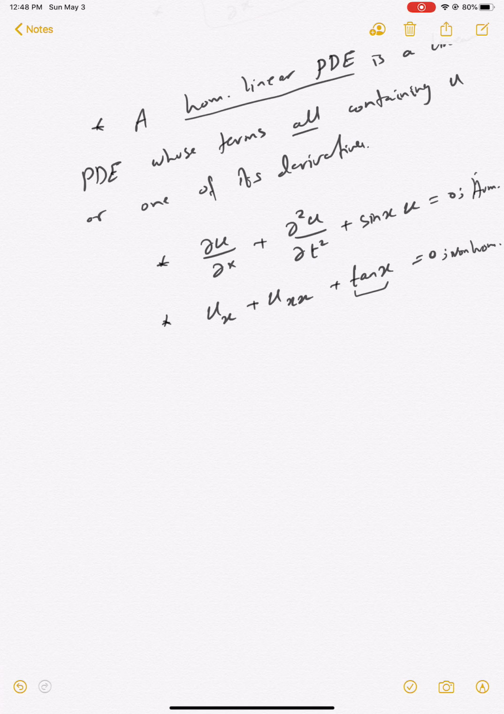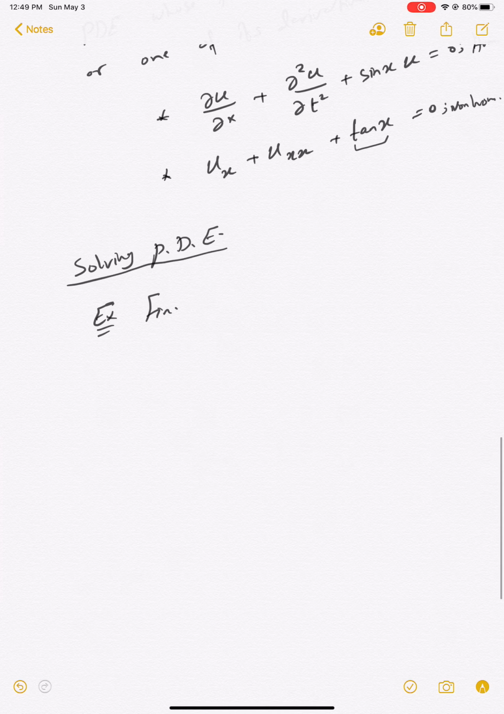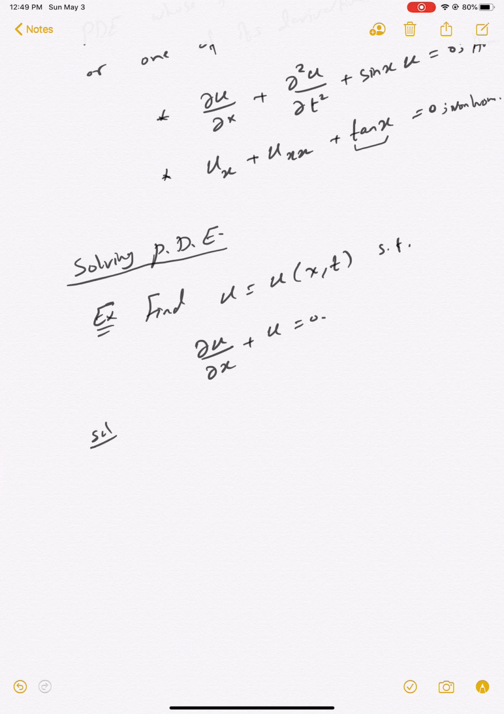Okay, so now how do we solve? This is like the easy introduction to partial differential equations, but the question remains how to solve partial differential equations. This is the big topic for us. Let's, for example, see a very simple example, just to explain some of the ideas. You are given that u is a function of x and t. We want to find this function such that it satisfies the differential equation: partial u with respect to x plus u equals 0. This is one of the simplest, if not the simplest, partial differential equations that we can see.